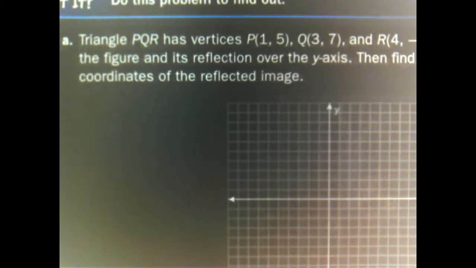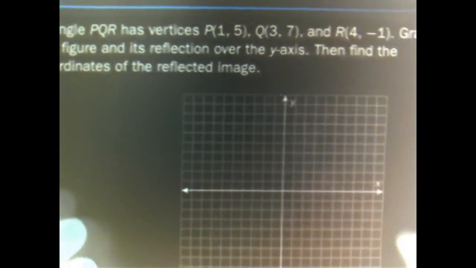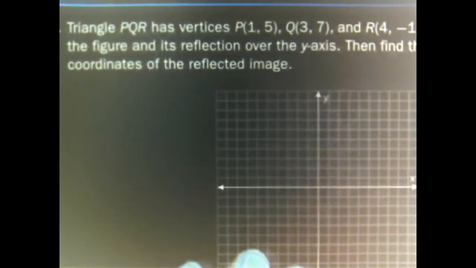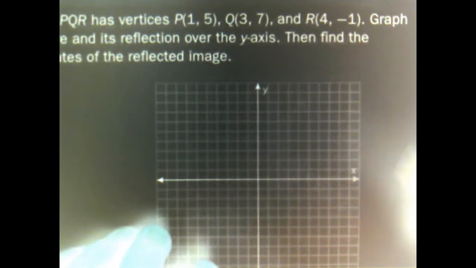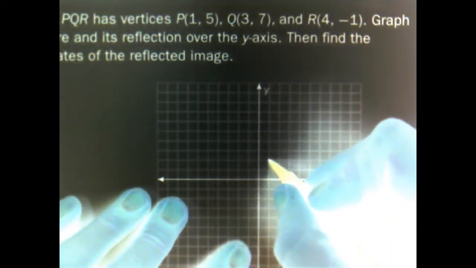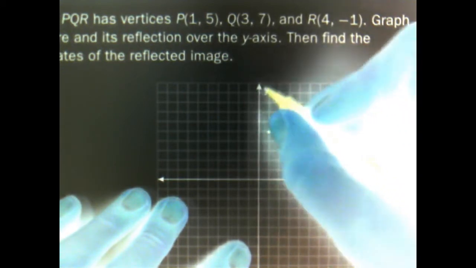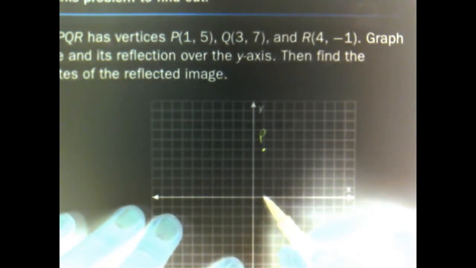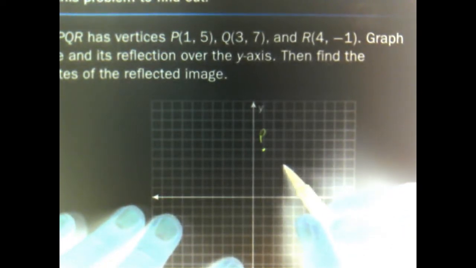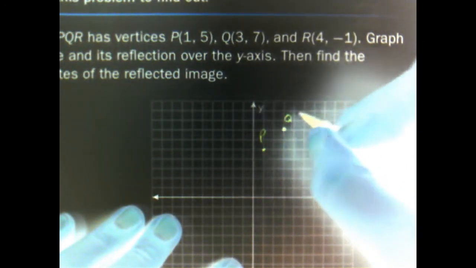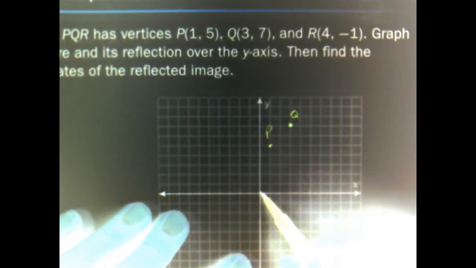Okay, you should be back from trying A on your own. This time we're working with a triangle PQR. So as always, we start by graphing our pre-image, or where we started. P is 1, 5. 1, 1, 2, 3, 4, 5. That is P. Q is 3, 7. 1, 2, 3. 1, 2, 3, 4, 5, 6, 7. And R is 4, -1. 1, 2, 3, 4, -1.